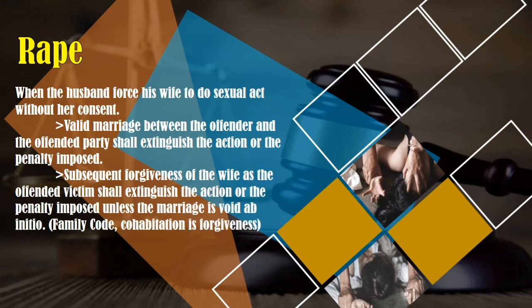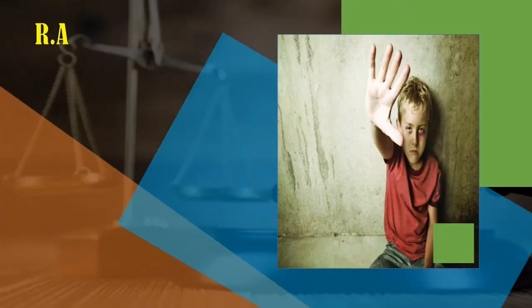But a valid marriage between the offender and the offended party shall extinguish the action or the penalty imposed, and subsequent forgiveness of the wife as the offended victim shall also extinguish the action or the penalty imposed, unless the marriage is void ab initio. That is under the Family Code on cohabitation. Under the Family Code, cohabitation means also forgiveness.